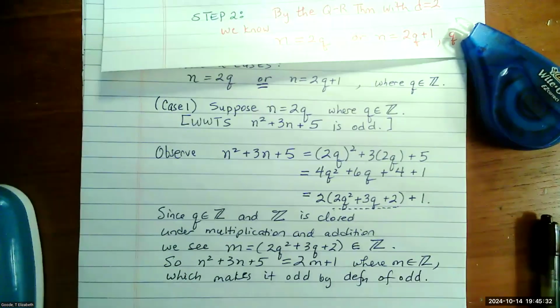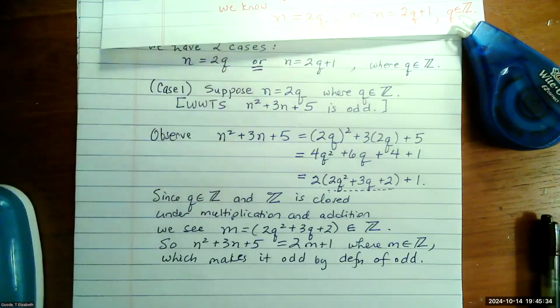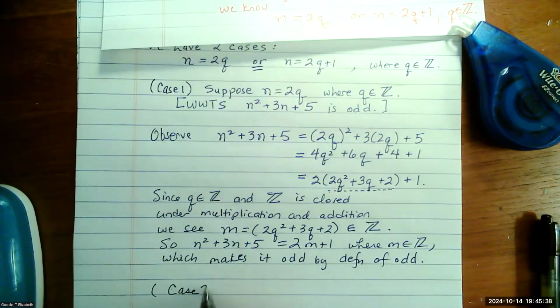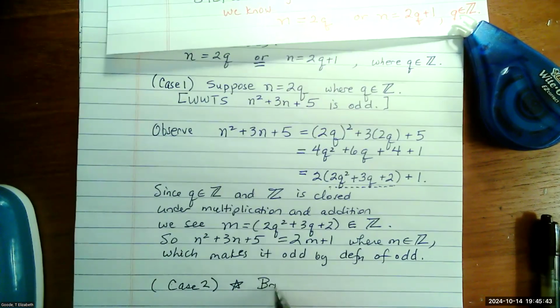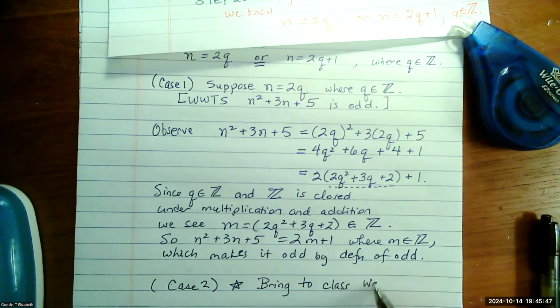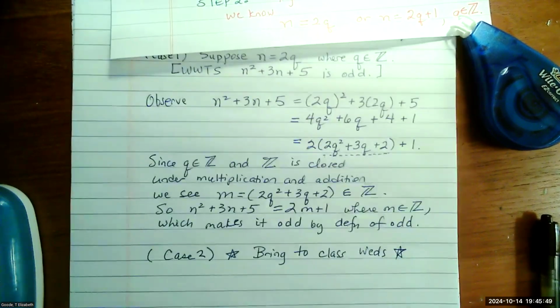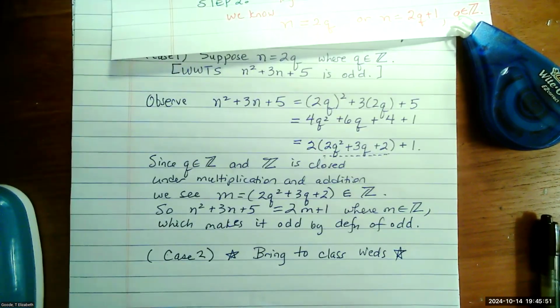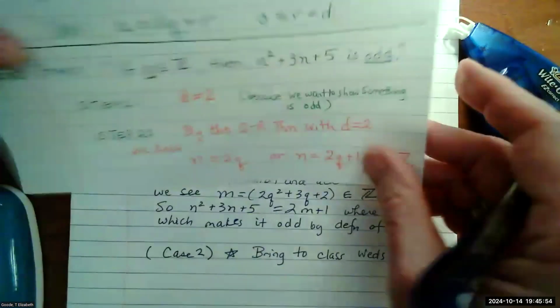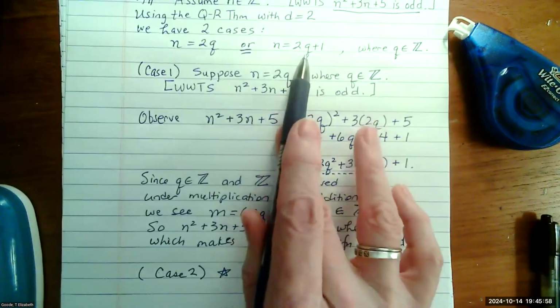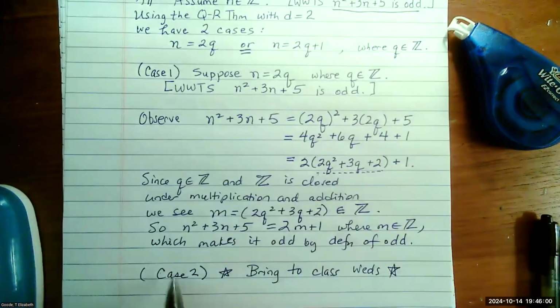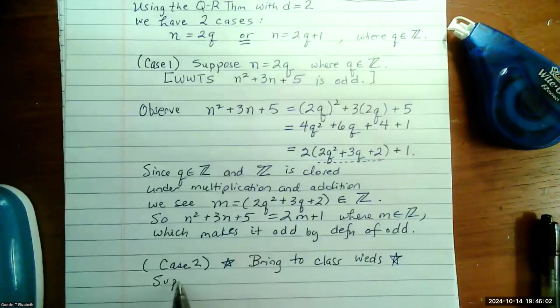All right, now we're halfway home and we're at time, but this is okay because I planned to ask you to write case 2. You bring it to class Wednesday and we're going to go over this. Please go ahead and write it up because we want to compare. But of course, this is the case where n equals 2q plus 1, right? We have these two cases, so that would be what you would suppose. I'll just start you off.